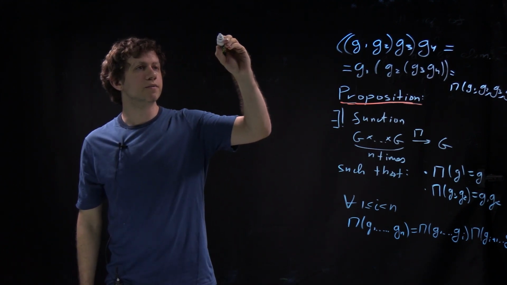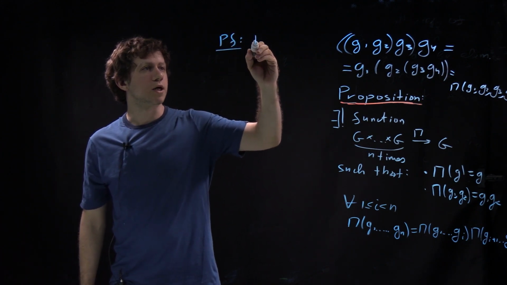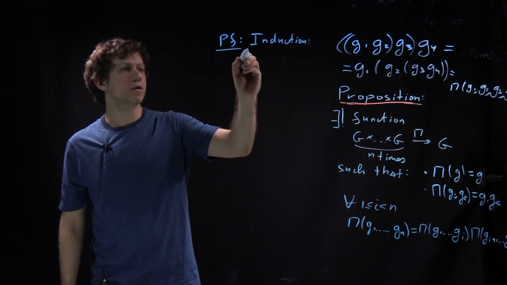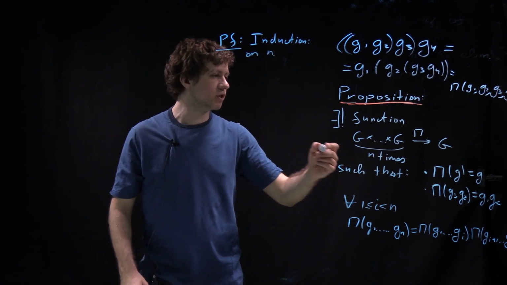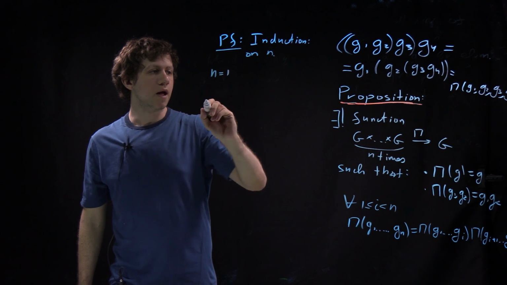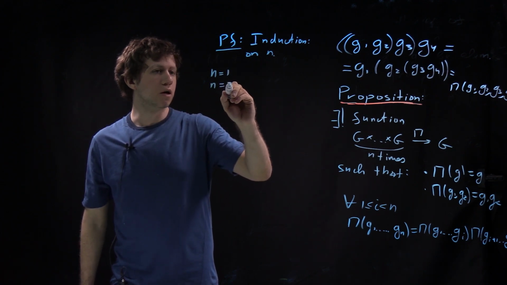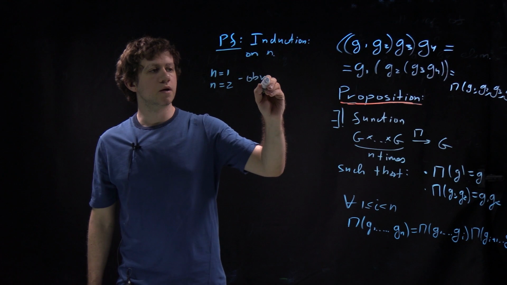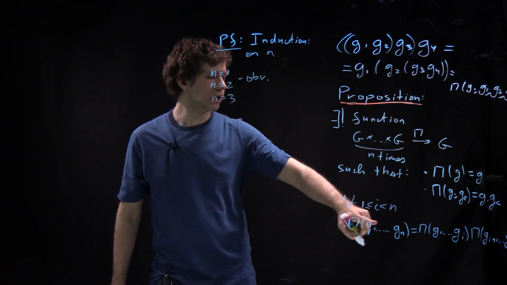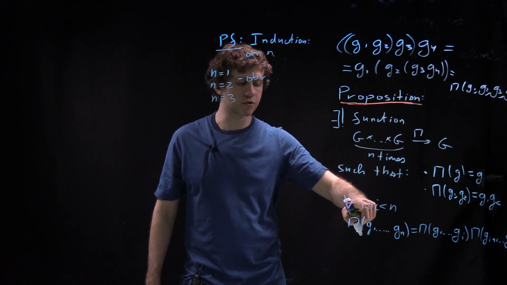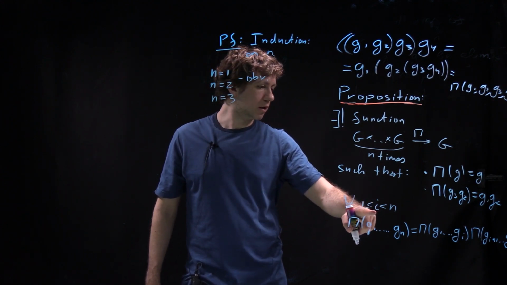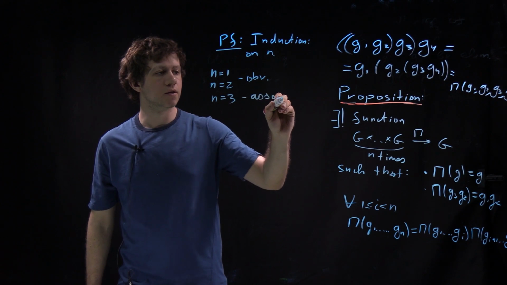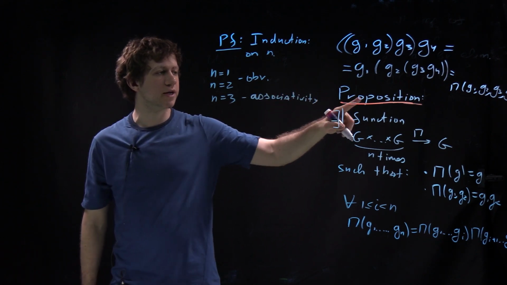So the proof goes by induction. And as usual with induction, we want to consider first the base case on n. The base: n equal to 1 and n equal to 2 is just, there is nothing to check, this property is completely obvious. And n equal to 3, the only interesting case is to take i equal to 1 or i equal to 2, and you get exactly associativity. So associativity is just our proposition for n equal to 3.